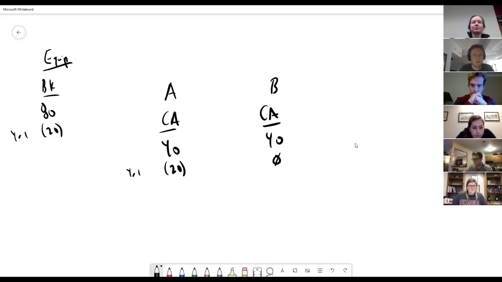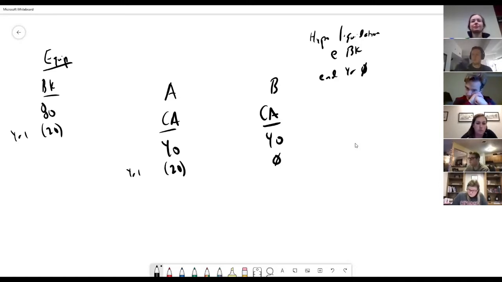So what if we had liquidated? So we've got a hypothetical liquidation at book value at the end of year 0, which is, let's just say, on December 31 of year 0, they put the 40 of cash into the partnership each. And then on day 2, January 1 of year 1, they buy the equipment.